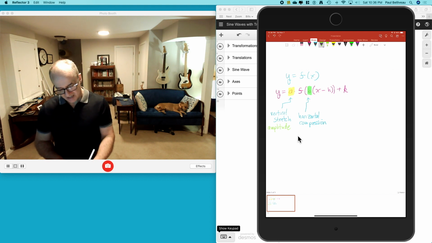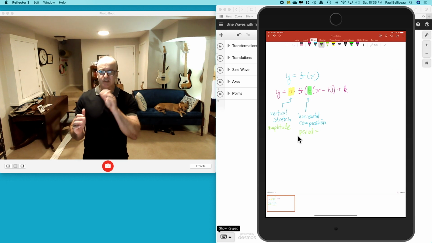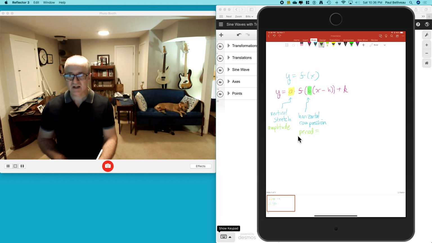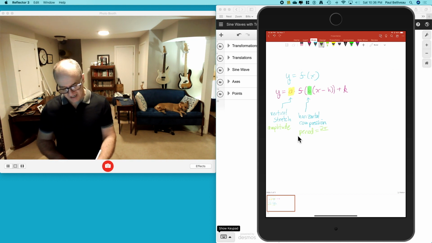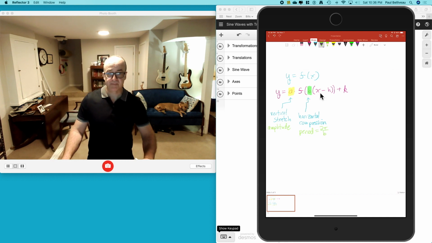I mentioned the period last time. Well, the period of your parent function, your simplest sine wave, is 2 pi. 2 pi radians is once around a circle. Well, the period of any modified sine wave that you run into is 2 pi divided by this coefficient. So if you see a constant, a number, in front of your x value in your sine and cosine waves, and you want to know the new period of that modified function, and again, don't worry if you're not getting this now, we'll do examples of this tomorrow, it's 2 pi divided by b.